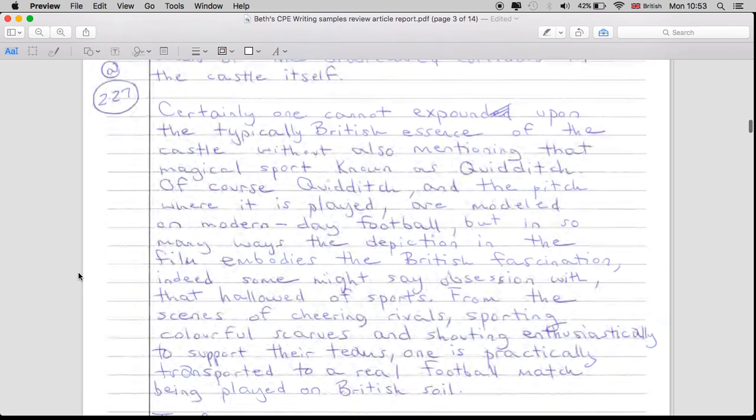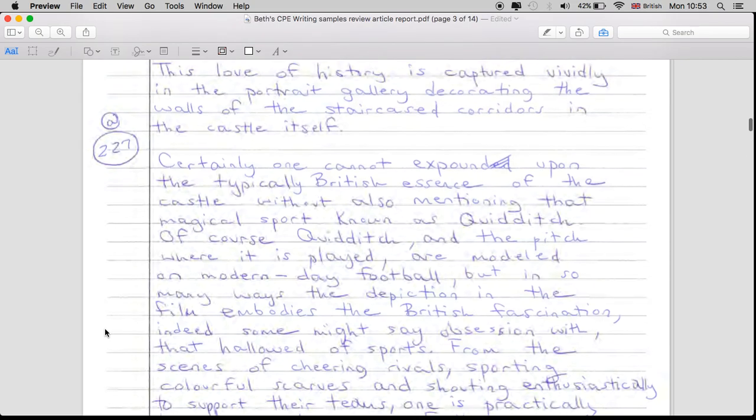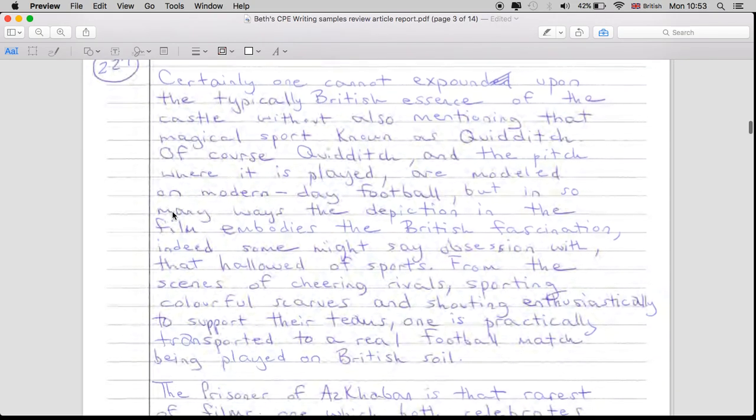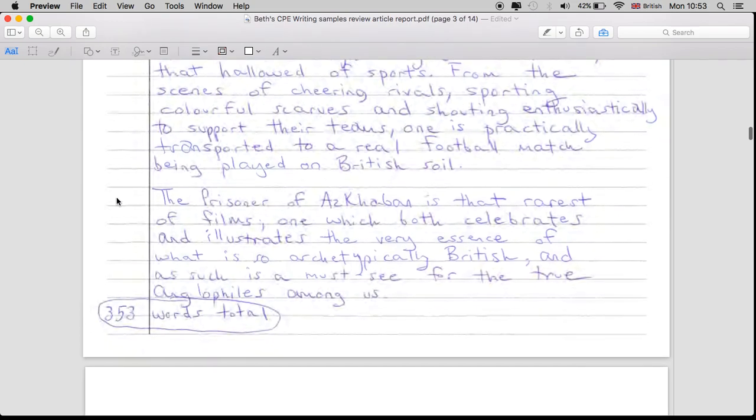Okay, I could probably lose a couple of words here, like this is a bit unnecessary. "Sporting colorful scarves and shouting enthusiastically," comma. Just get rid of these four words. You don't really need them. It's obvious that they're shouting to support the teams. Okay, so that was my third paragraph. And then the last bit, a little bit of a conclusion.